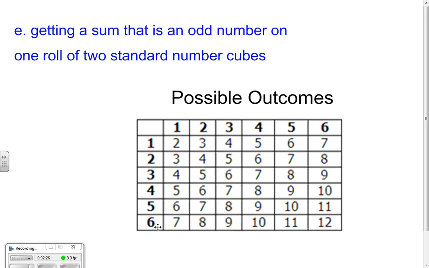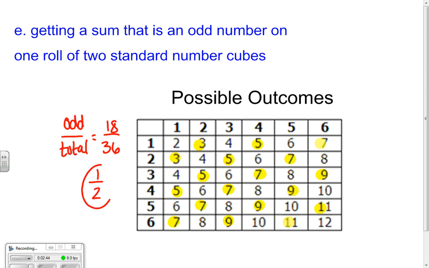Letter E, getting a sum that is an odd number. So I'm looking for odds over total. So odds, those are odds, these are odds, 7s, 9s, and 11s. If you add all of those up, there are 18 of them and still 36 total, which gives you a probability of 1/2.